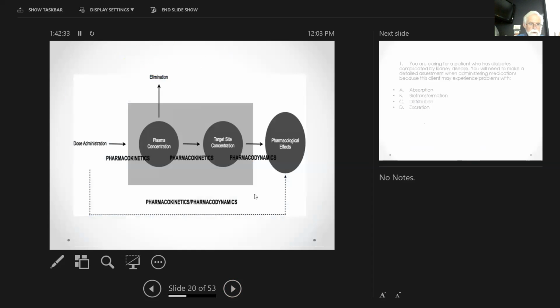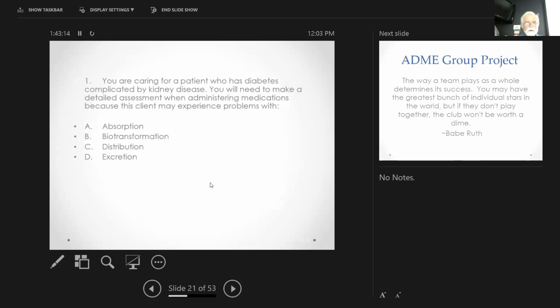So here's just a graphic that looks at what happens when we administer a dose. We get plasma concentration and then pharmacokinetic activities here can lead to elimination. Pharmacokinetics also through that metabolism often helps get it to the site of action. And then the pharmacodynamic effects, in other words, what the drug is doing to the body, can occur at that point.